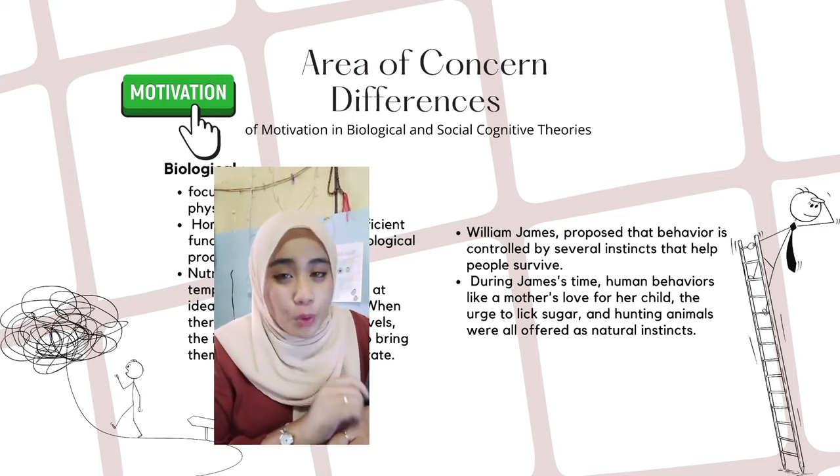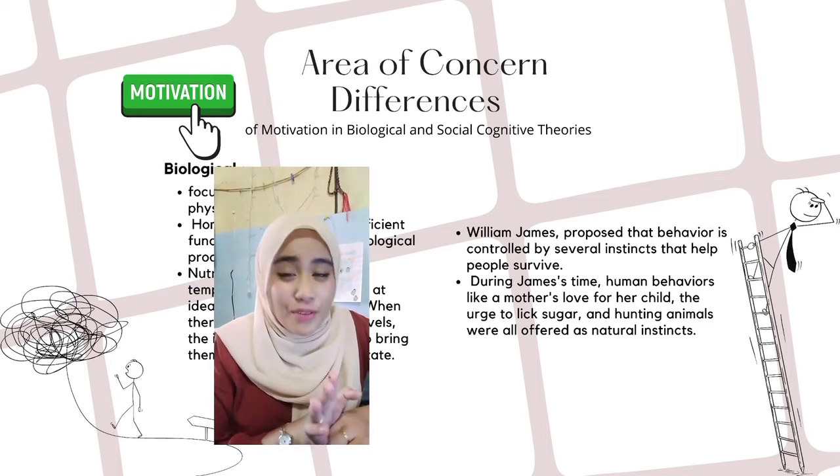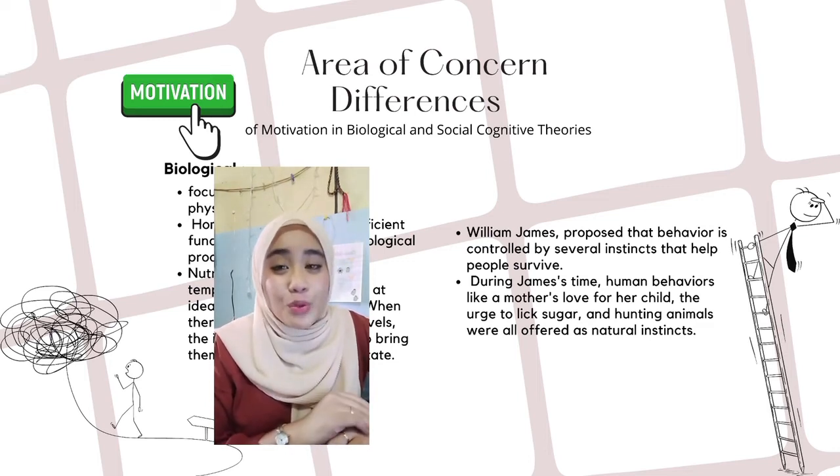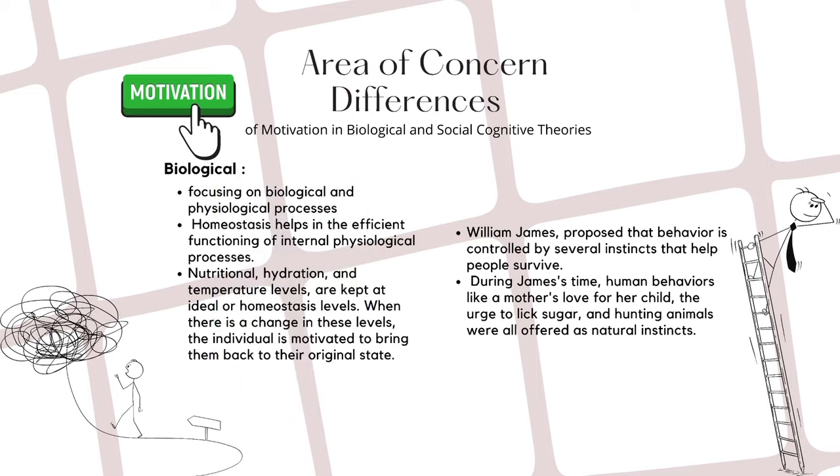William James proposed that behavior is controlled by several instincts that help people to survive. During James' times, human behaviors such as a mother's love for her child, the urge to lick sugar, and also animal hunting were counted as natural instinct.